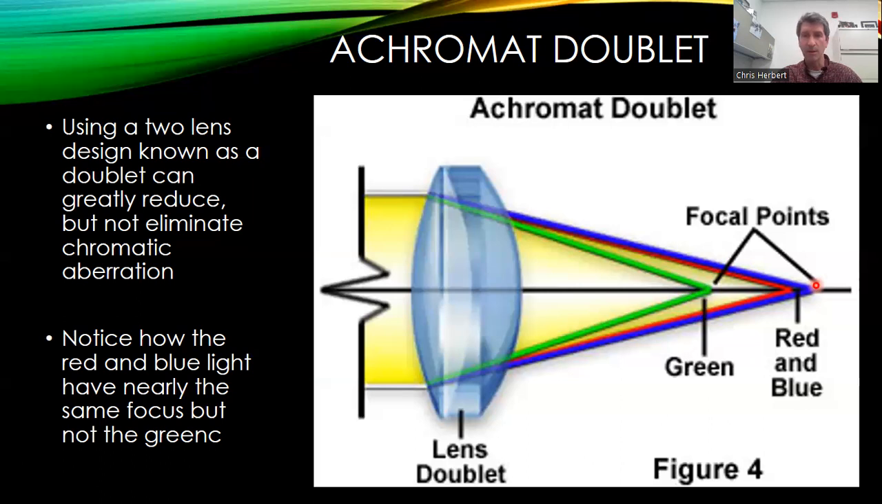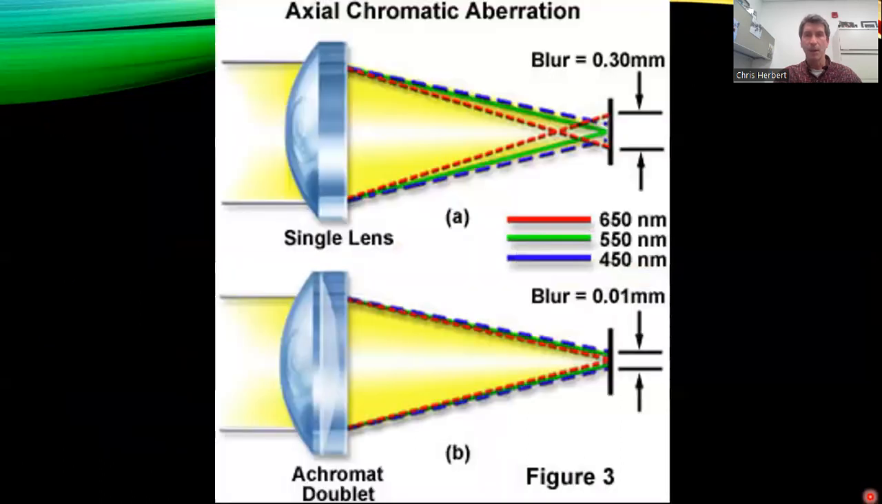You still have some chromatic aberration. You actually have the green light focused at a slightly different place. But that difference that you see here with the achromat compared to the just single uncorrected lens, you have a greatly improved image right here. And you can see that your image size or your spot size is about 1/30th that of the chromatic aberration image. So using multiple lenses is one way of getting around this.